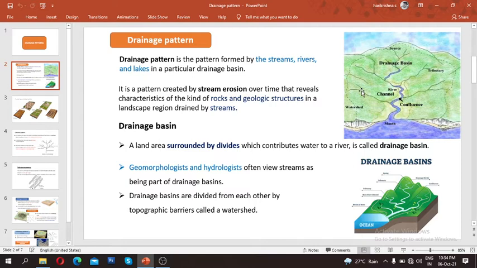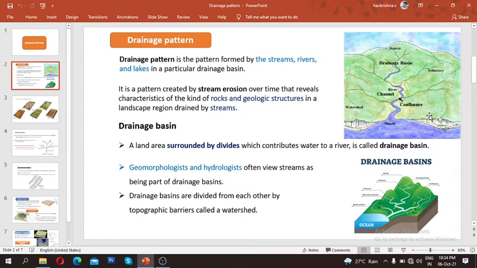Then here you can see various small tributaries joining this main stream. When the land area is surrounded by various divides which contribute water to a river, it is called a drainage basin. So now you see this complete area, these dotted lines, this complete area is termed as a drainage basin, whereas there are numerous tributaries connected to the main river which serve water to that particular river. That is what we call a drainage basin.